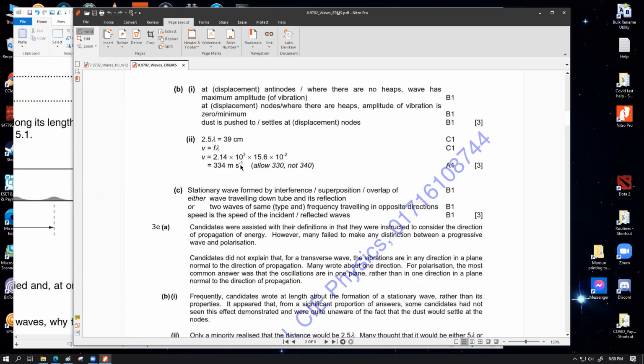So you're going to get 334. This is a 3SF answer. If someone wants to give the answer in 2SF, they're allowed to give this answer as 330, but not 340. If someone gives 340, they're going to lose this mark.